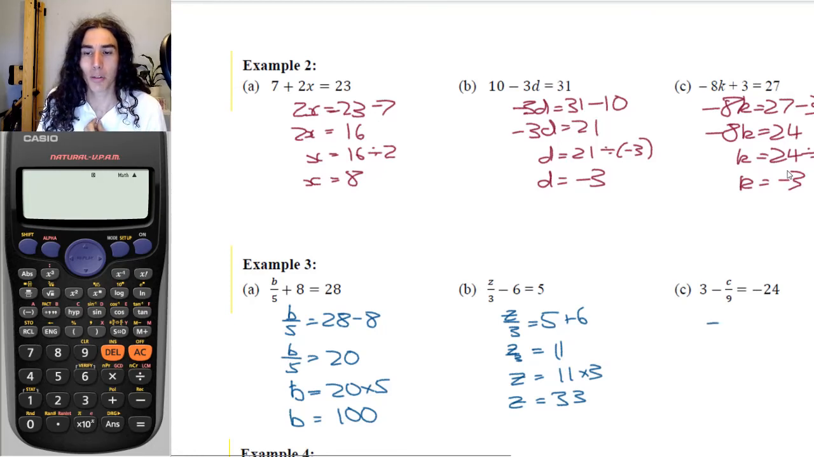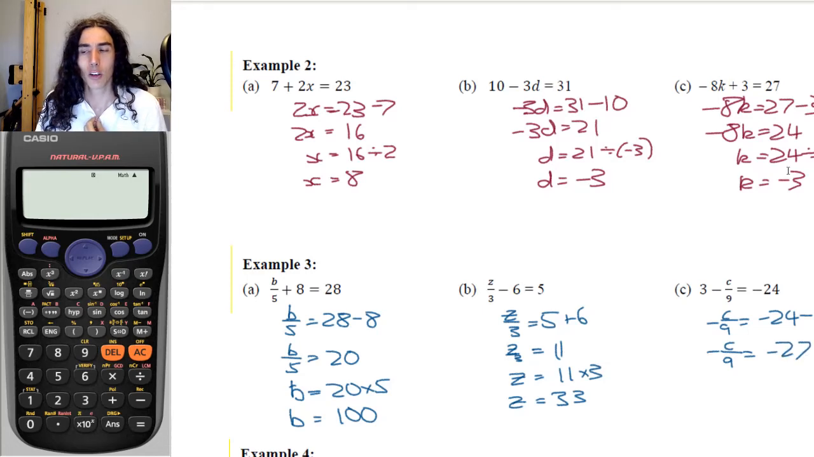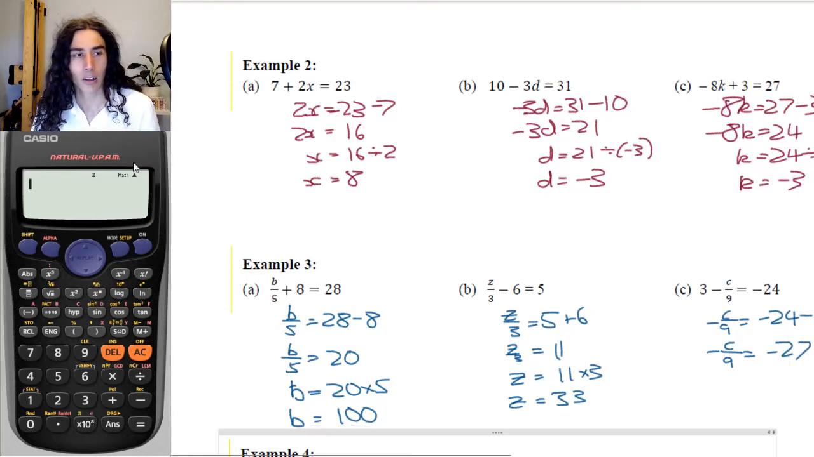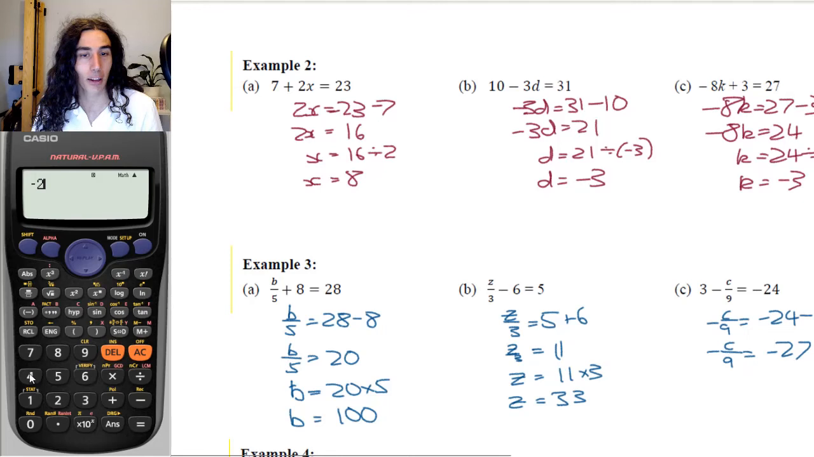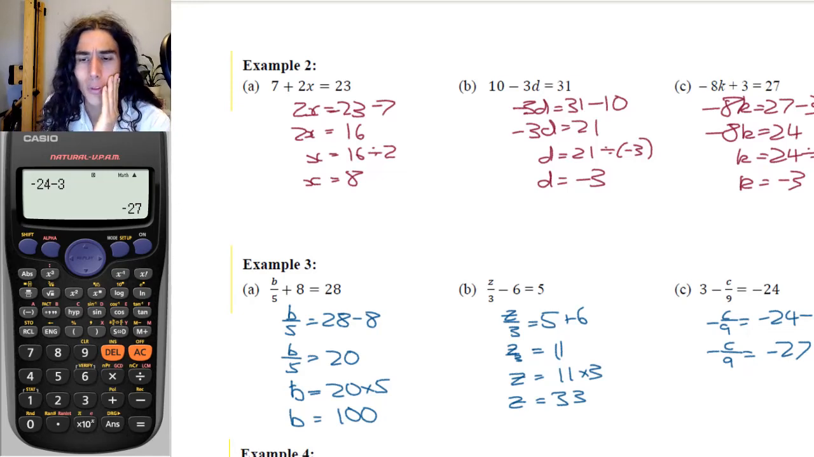It's a positive 3 out the front. So when it goes to the other side, it becomes minus. Minus 24, minus 3. You can always use your calculator. This is why you need a calculator every lesson, just so you don't get the little things wrong. Now, the final step here, I'm actually going to take the minus to the other side as well there.